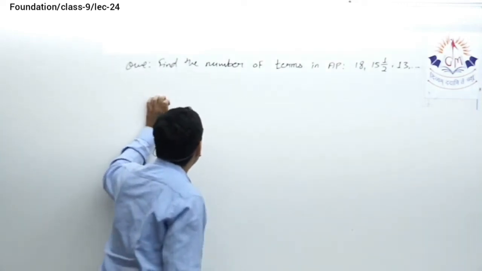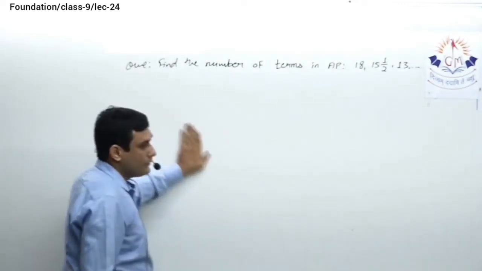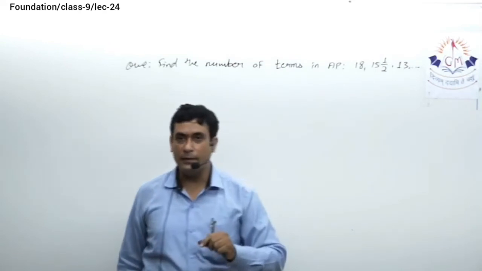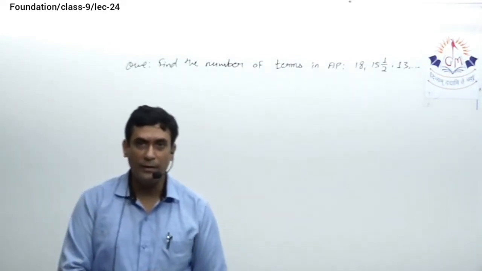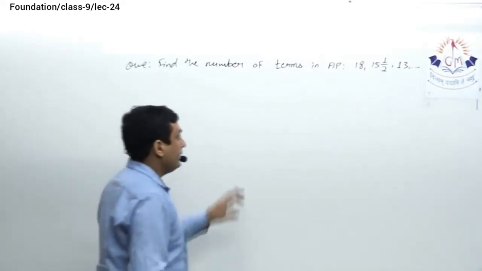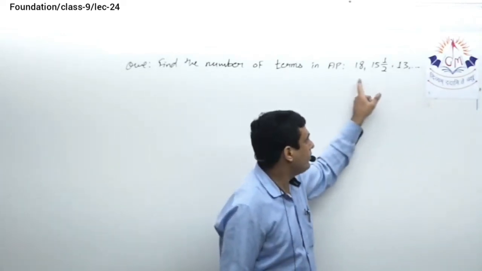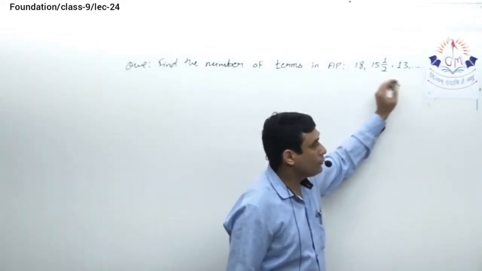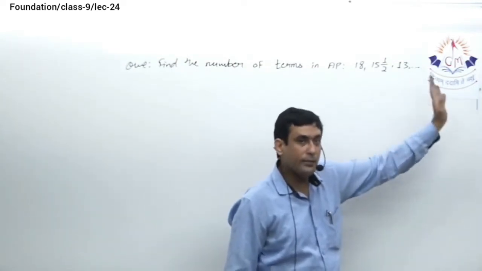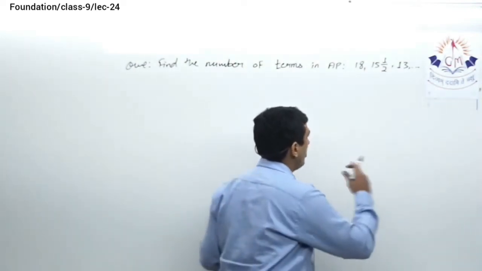To determine how many terms an AP contains, first of all the AP should be finite. The AP which is given over here is infinite, because the three dots show that it will go endlessly on the right hand side.